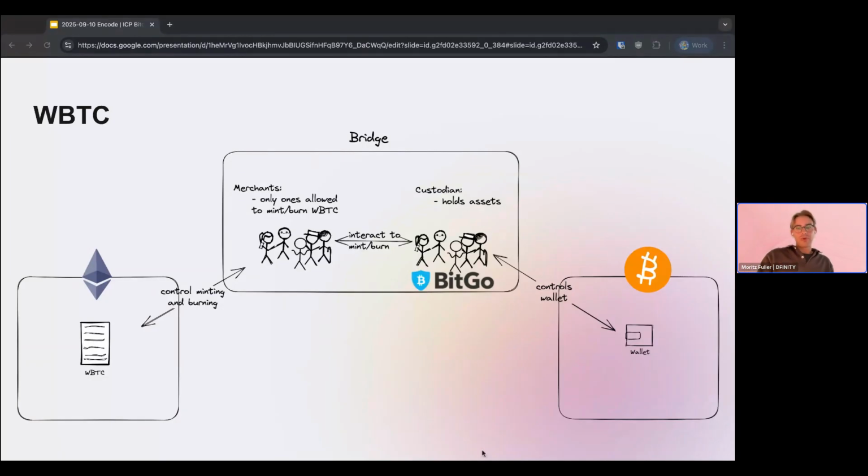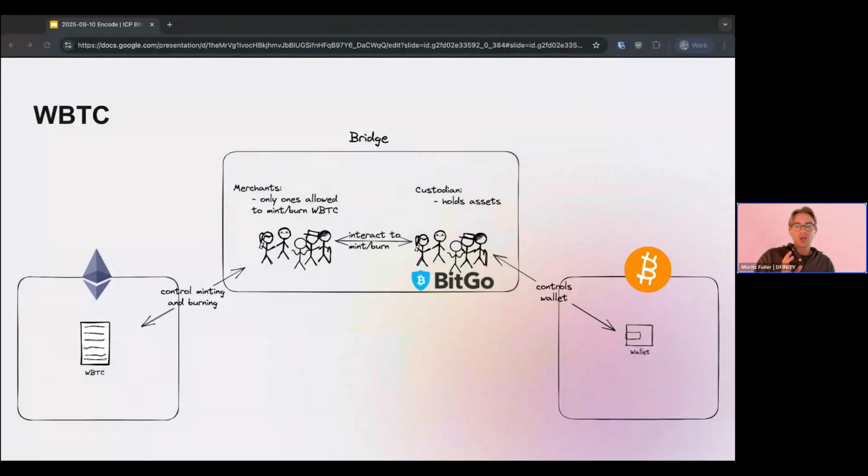When you're using WBTC on Ethereum, you're actually trusting two groups of people. The first group are the custodians. They hold the assets, in this case, the Bitcoin. And the other group are the merchants, and they are the only ones that are allowed to mint or burn WBTC on Ethereum, basically to trigger mint and burn transactions on this smart contract. And even though I use the plural of custodians, in reality, it's a single company, and that company is called BitGo. So when it comes to the custody of the Bitcoin, you trust BitGo, a single entity, a single company.